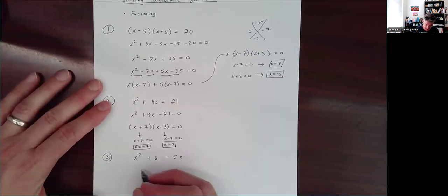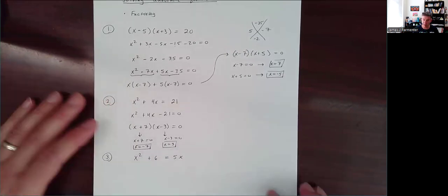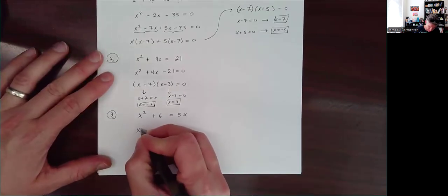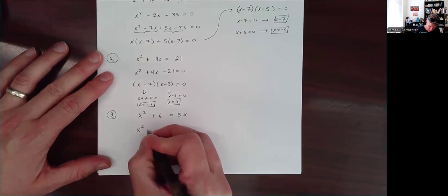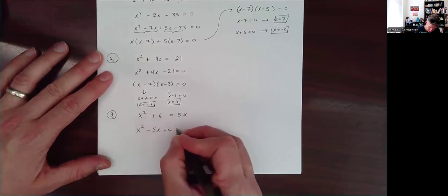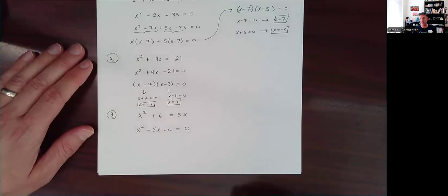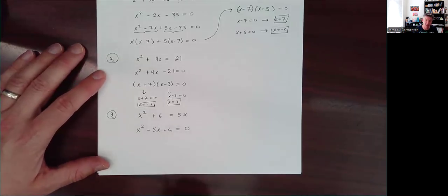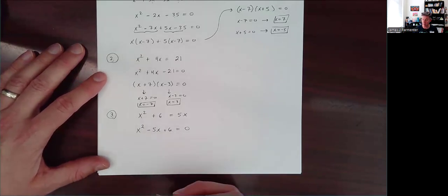Same deal here. In fact, I would encourage you to try this one on your own before you watch me do it. So I'm going to bring everything to the left-hand side, and I do like to write things in order of highest power to lowest. So x squared minus 5x to the first plus 6 equals 0. I'm writing in decreasing powers of x. Looking for numbers that multiply to positive 6 and add up to negative 5. Those numbers would be negative 2 and negative 3.